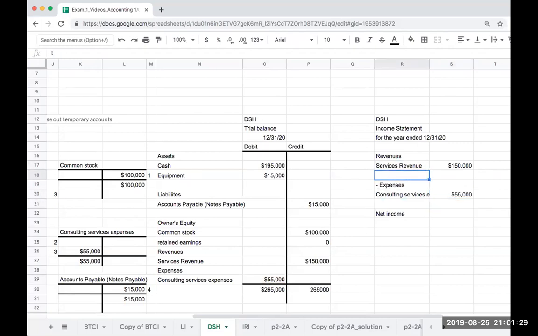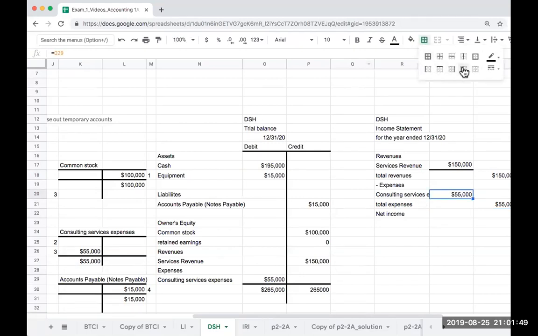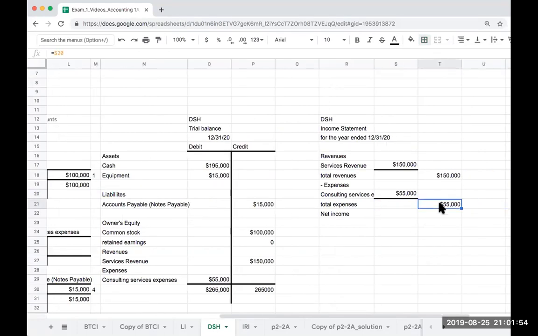So my total revenues here are going to be 150,000. Put a little underline on that so we know it's separate. And here I only had one expense. So my total expenses are going to be 55,000. So from an accounting standpoint, when I look at this, my net income for the period, or my revenues less my expenses, is going to be $95,000.